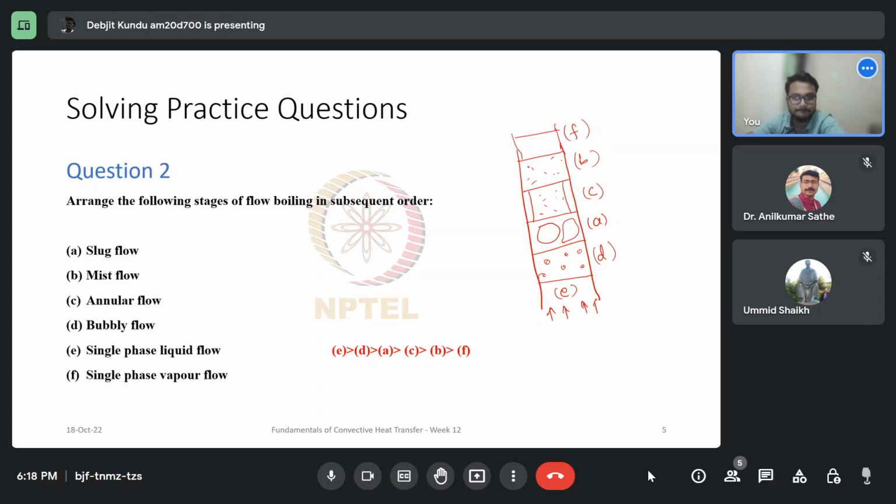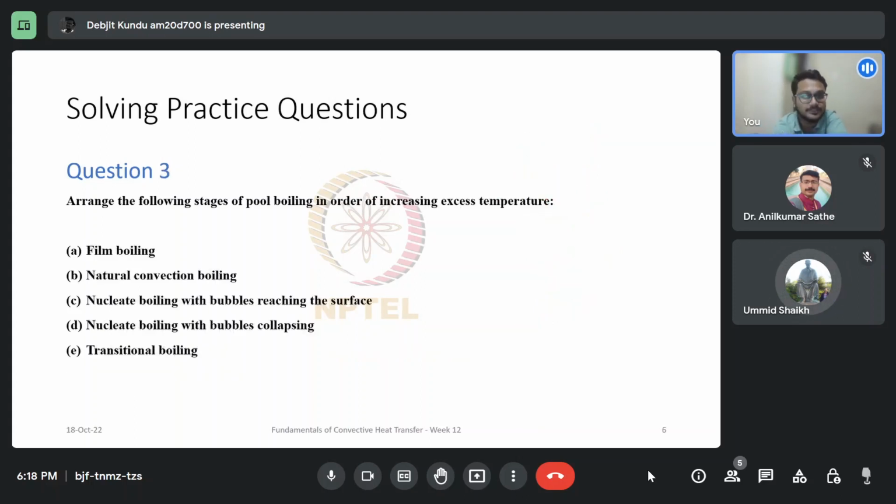Okay. So if there are no doubts, we will move on to third question of today's session. So this is again, some arrangement has to be done. Arrange the following stages of pool boiling in order of increasing excess temperature. This is something that we recently discussed, so I think it will be very easy to answer. Options are option A film boiling, option B natural convection boiling, option C nucleate boiling with bubbles reaching the surface, option D nucleate boiling with bubbles collapsing, and option E transitional boiling.